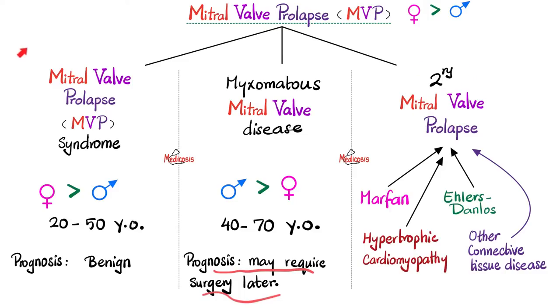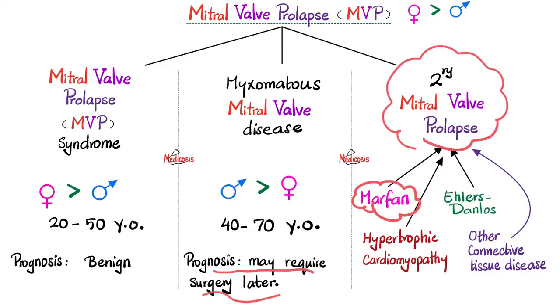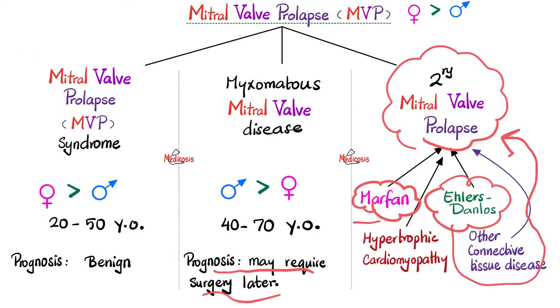Then we have secondary mitral valve prolapse, secondary to another disease. So patients with Marfan syndrome can develop secondary mitral valve prolapse. Patients with Ehlers-Danlos syndrome can develop mitral valve prolapse. Patients with pseudoxanthoma elasticum can develop secondary mitral valve prolapse. Other connective tissue diseases can lead to mitral valve prolapse. Even hypertrophic cardiomyopathy can lead to mitral valve prolapse.